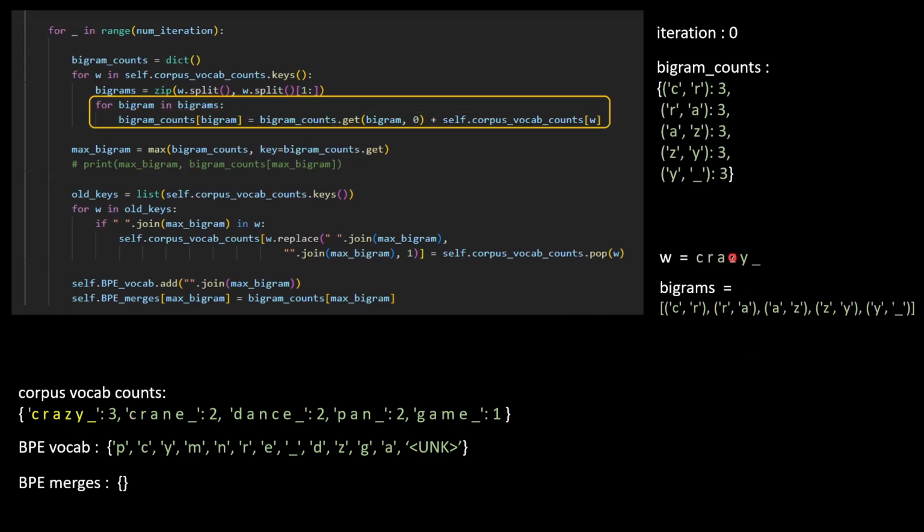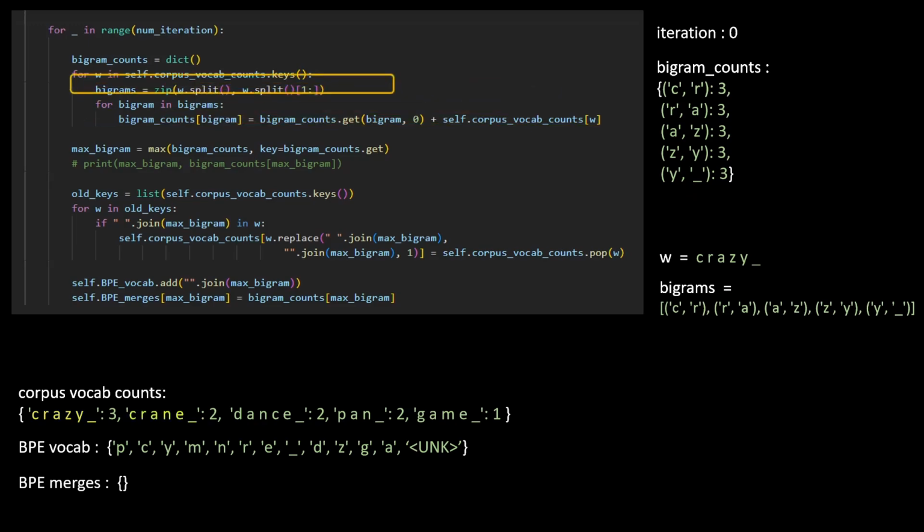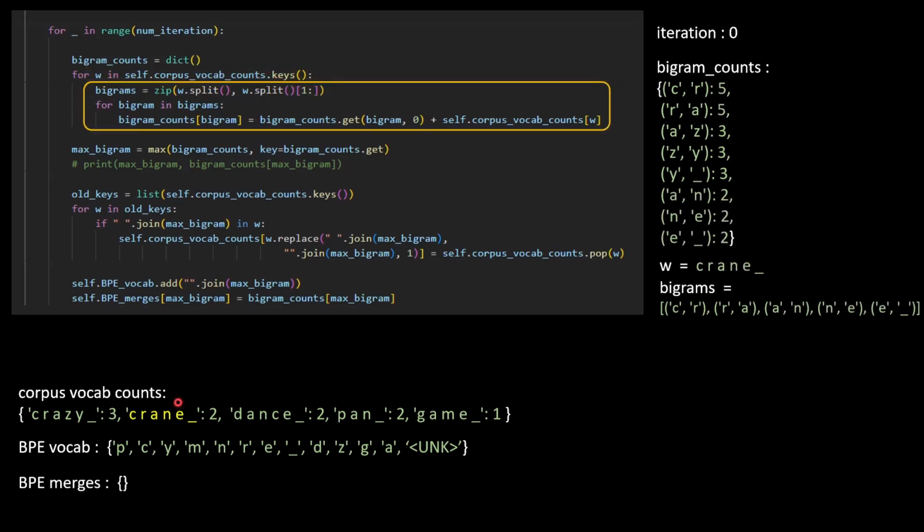So if we go forward, we will see that all of them have been initialized with 3. Now we are moving to the second word, and we have come to crane. If we go into it, we will see that crane has been split into these consecutive character pairs, and CR now has a frequency of 5.